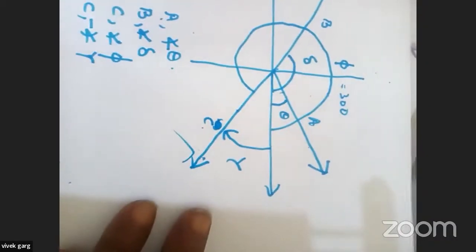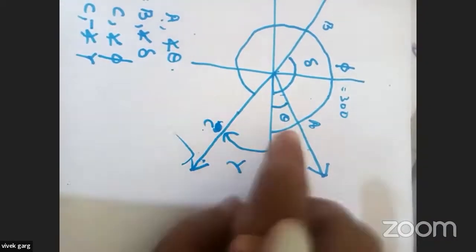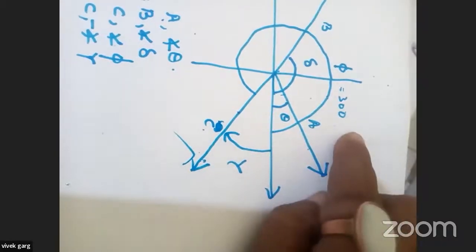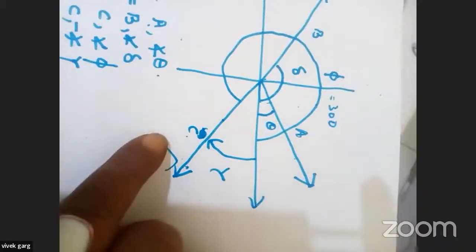But if you write C, comma, 60, that is wrong. 60 is above the x-axis. Minus 60 is below the x-axis.